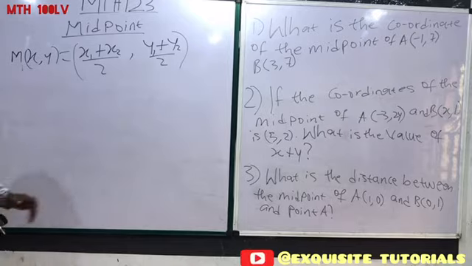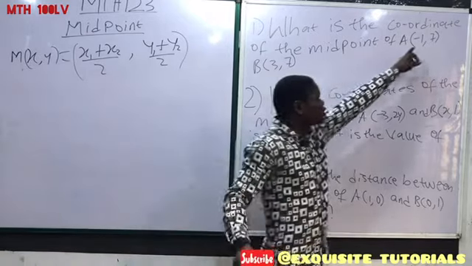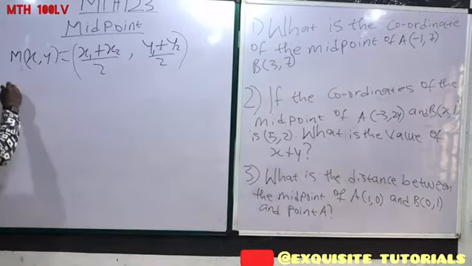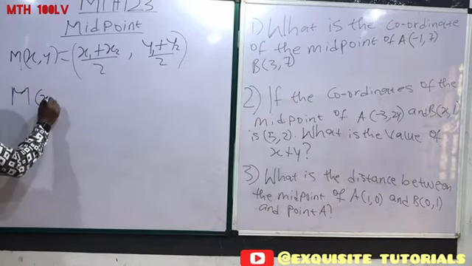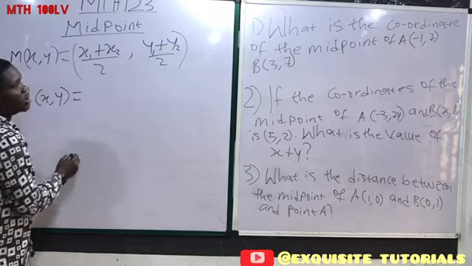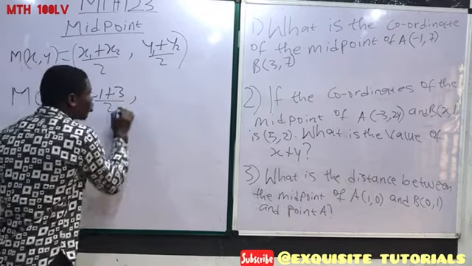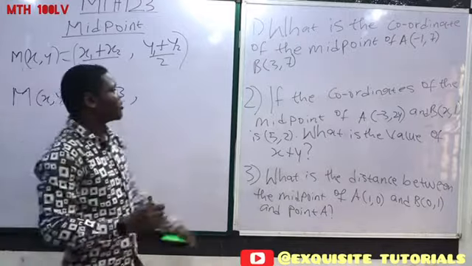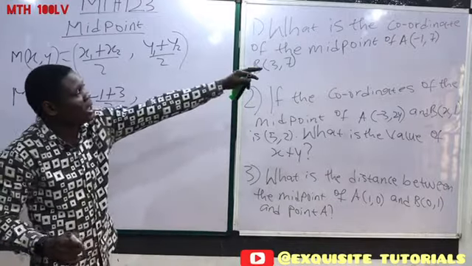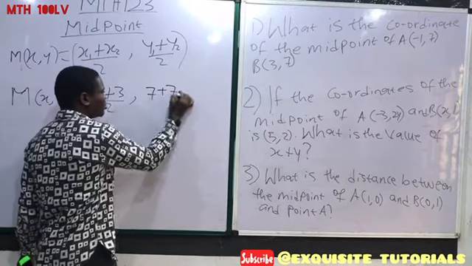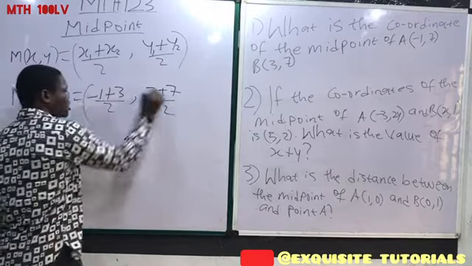So now what is our x1? Our x1 is -1 and our x2 is 3. So the coordinates of the midpoint, x, y, is -1 plus 3 all over 2, our y1 is 7 and our y2 is also 7. So we have 7 plus 7 all over 2. This is the coordinates.